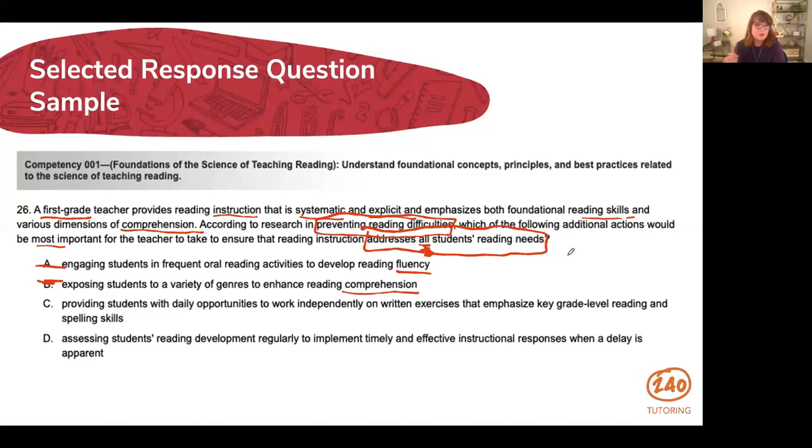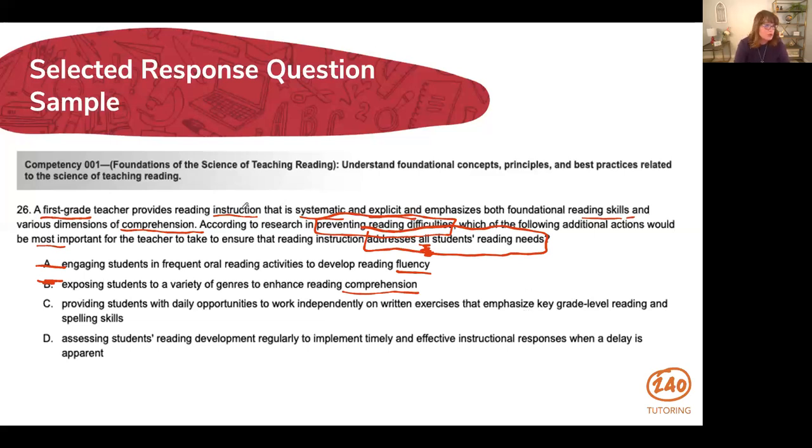Assessing students' reading development regularly to implement timely and effective instructional responses when a delay is apparent. So I see two things there. In order to address all students' needs, we would need to know what they need. And as a teacher, to figure out what a student's needs are, we have to do some assessment.